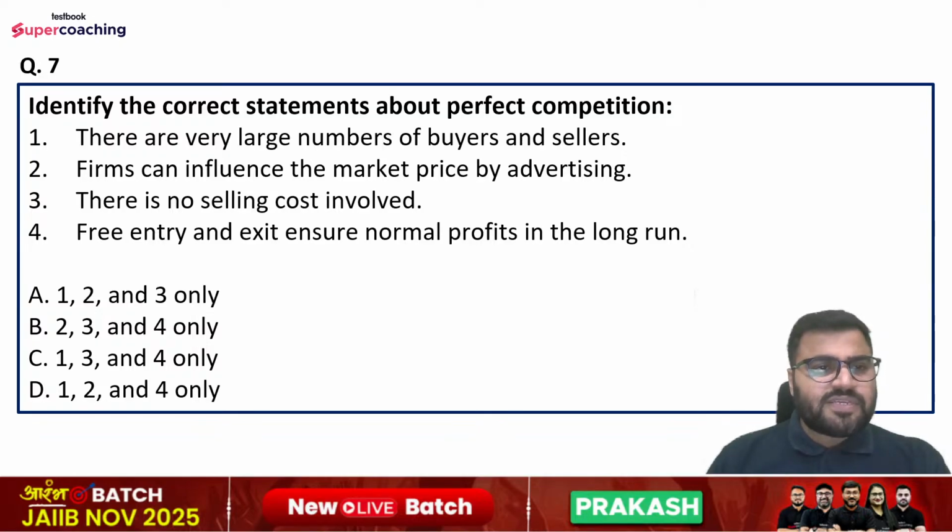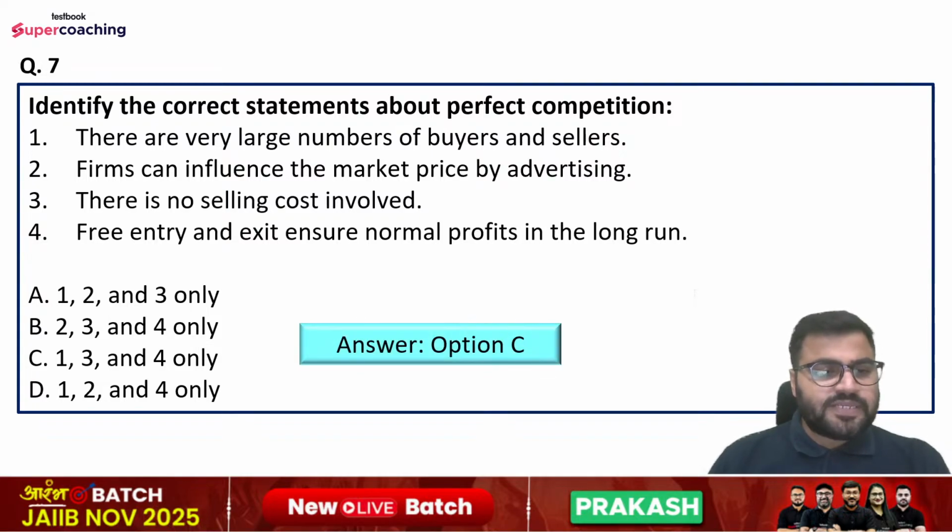Question number 7, identify the correct statements about perfect competition. Statements are: there are a very large number of buyers and sellers; firms can influence the market price by advertising; there is no selling cost involved; free entry and exit ensure normal profits in the long run. Options are first, second, and third only; second, third, and fourth only; first, third, and fourth only; or first, second, and fourth only. So right answer is option number C here, that is first, third, and fourth only.